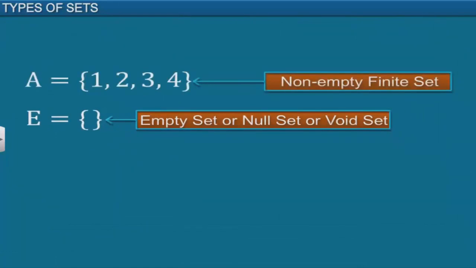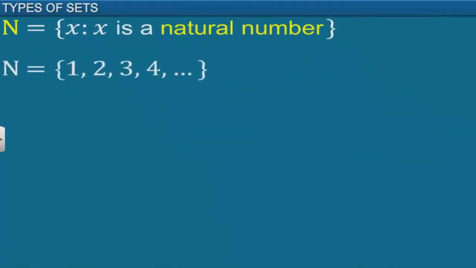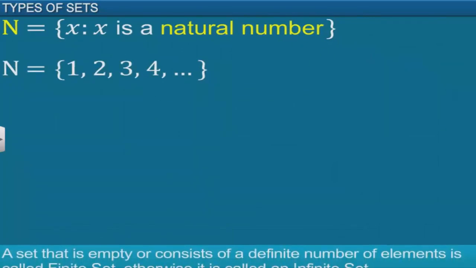Now, we will see sets that contain an infinite number of elements. For example, let's consider this set. The elements of this set are natural numbers that are infinite in number. A set that is empty or consists of a definite number of elements is called a finite set. Otherwise, it is called an infinite set.